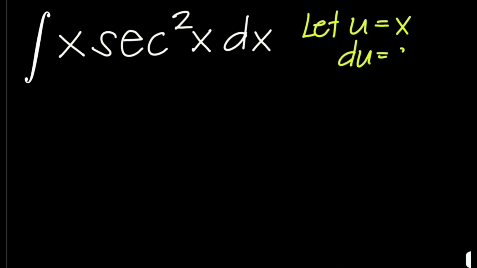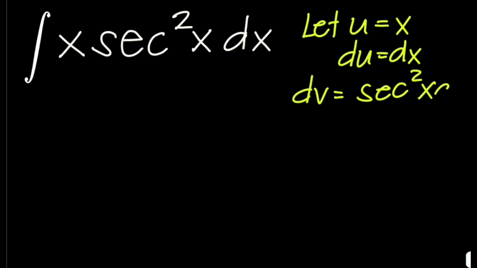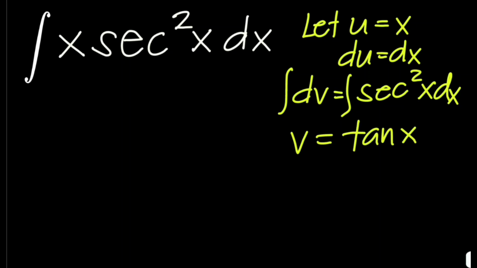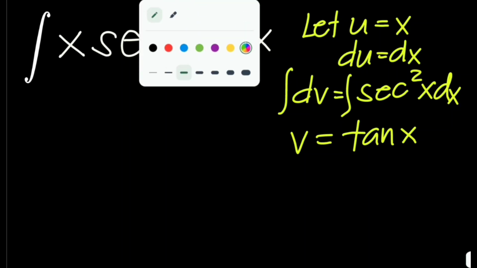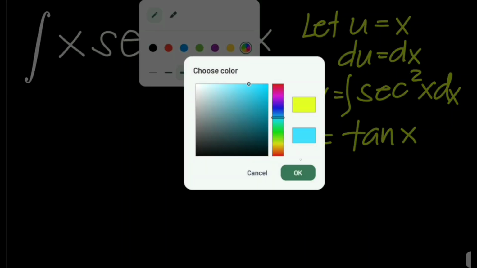Then du here is dx. Then dv is secant squared x dx. Then we integrate this to solve for v. Therefore, v is just equal to tangent x, because the integral of secant squared x dx is just tangent x.